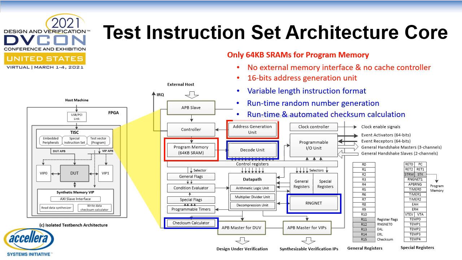The checksum calculator embedded in the TISC always observes APB read accesses and calculates checksums of them, so that the resulting checksum values could be used for checking register-mapped outputs of the DUT. This is also very effective for reducing both program size and test time.